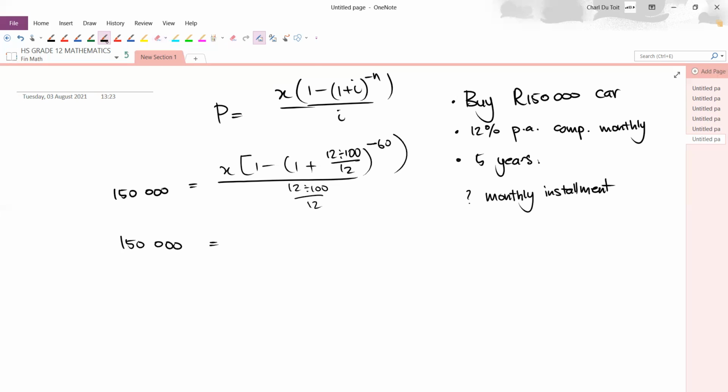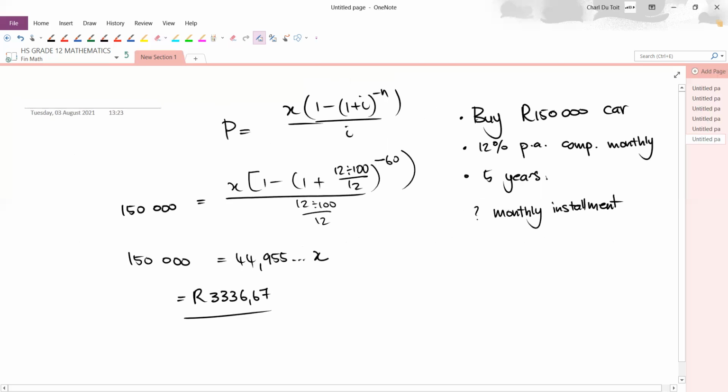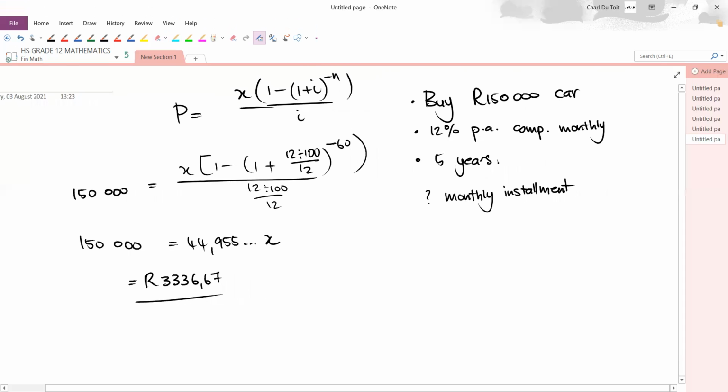Oh, I messed up my brackets. It's fine. You just go back and fix it. Okay, got the same thing. Okay. Now, so you're going to pay 3,336 Rand and 67 cents for 60 months.